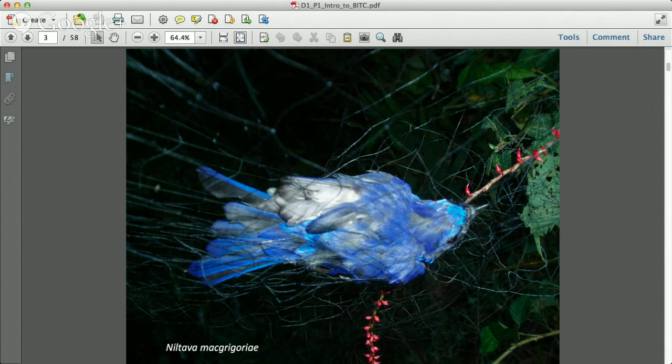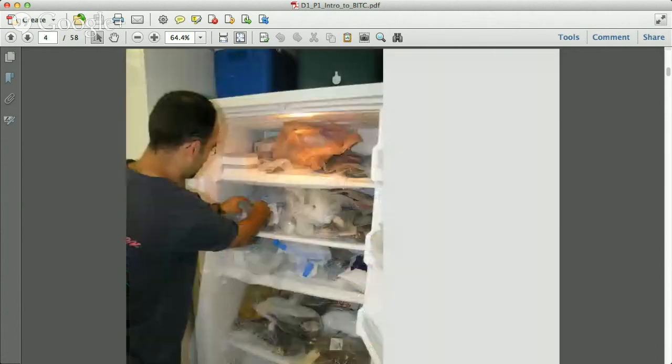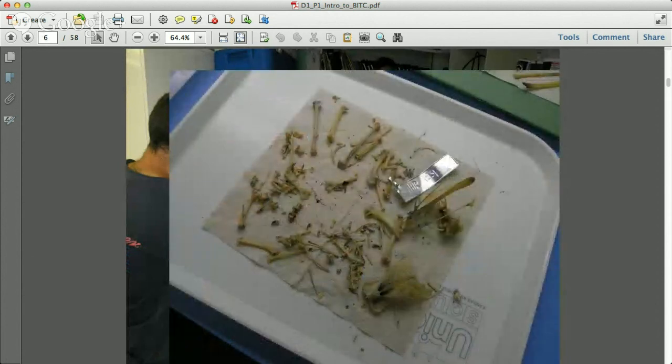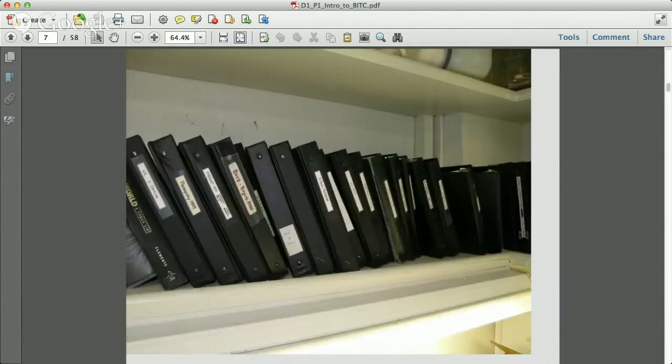Now, what are we talking about when we talk about biodiversity informatics? We're talking about going from biodiversity to information to knowledge. So here's a bird in a mist net in southern China, right on the Vietnamese border in 2004. That bird comes back to a museum, gets processed into a specimen. This is not the same bird, but gets processed into a specimen.